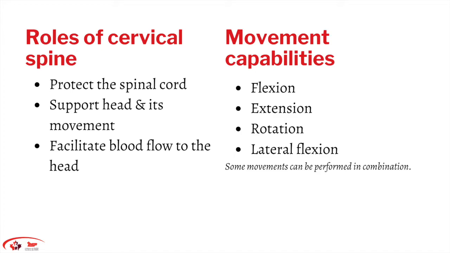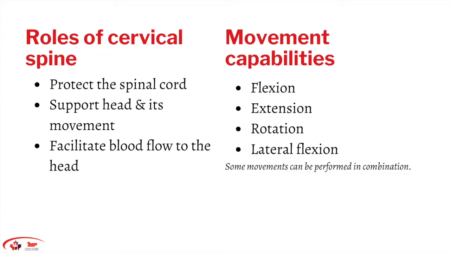Here we have the roles of the cervical spine. So first and foremost, protect the spinal cord. I think you could say that that's a fairly important job. It's also responsible for supporting the head and its movement and facilitates blood flow to the head. Its movement capabilities are flexion, extension, rotation, and lateral flexion. And these movements can be performed in combination.